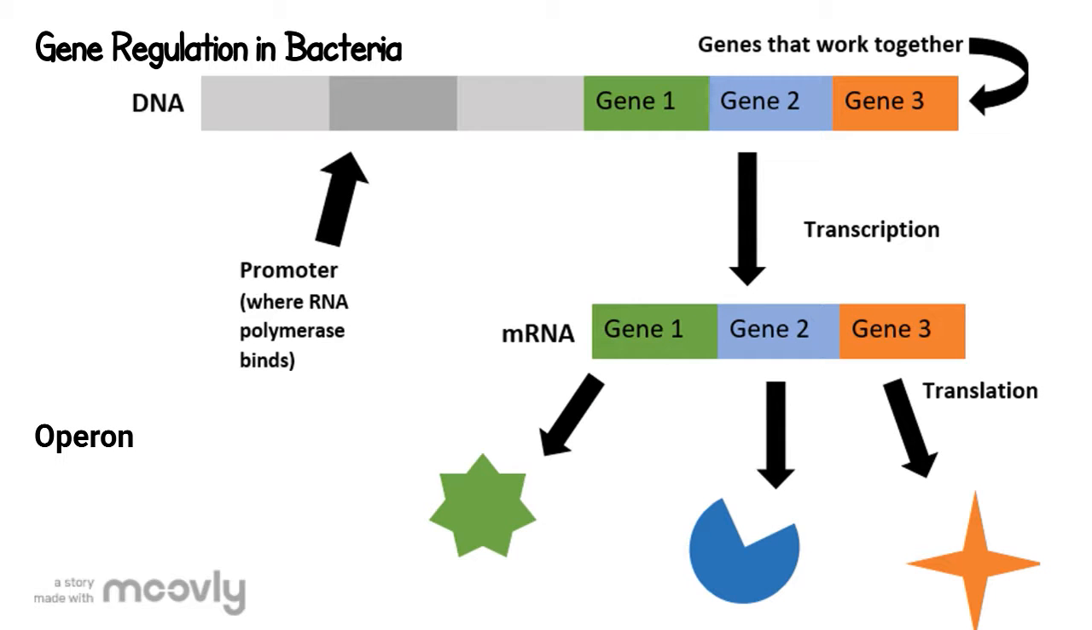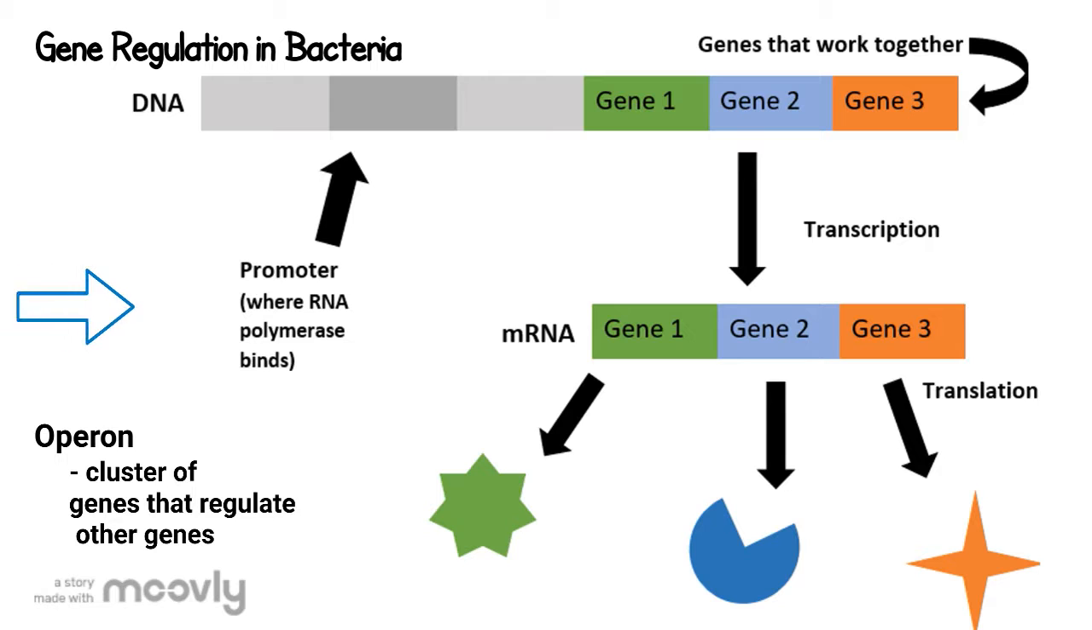Bacterial genes are often found in operons. An operon is just a fancy way of saying a cluster of genes that are regulated together. Every operon has a promoter. The promoter is where RNA polymerase binds and begins transcription. Once the promoter is activated, an RNA polymerase binds to start transcription. Genes 1, 2, and 3 are all transcribed into mRNA. This is because in this operon, the promoter regulates all 3 genes.